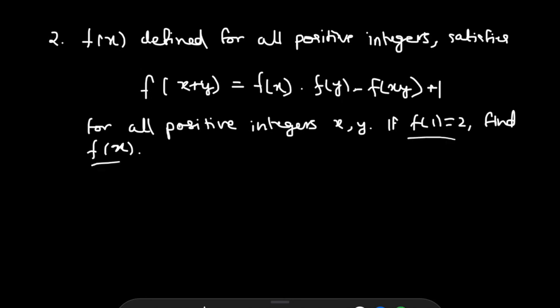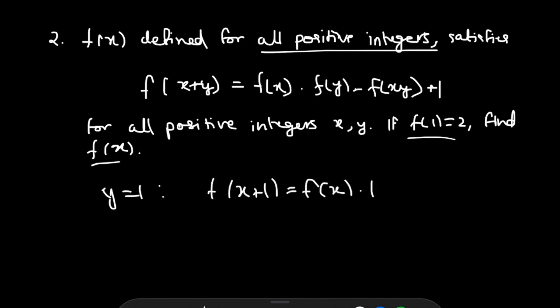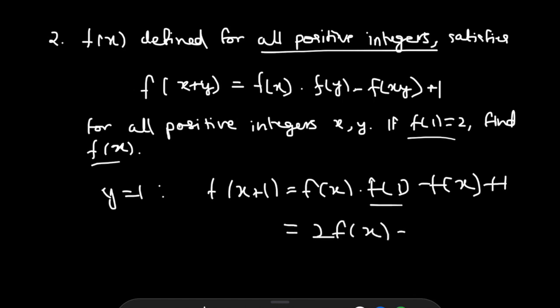So since we're trying to find f of x, our best bet would be to eliminate y from this functional equation. So since it's defined for all positive integers, let's define y equals 1. So if we do this, our functional equation becomes f of x plus 1 equals f of x times f of 1 minus f of x plus 1. So since we know that f of 1 equals 2, we can rewrite this as 2f of x minus f of x plus 1, which becomes f of x plus 1.